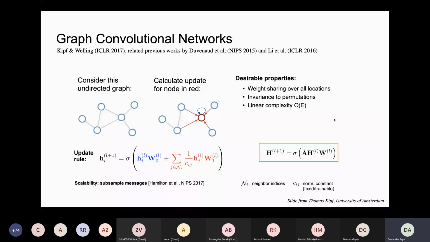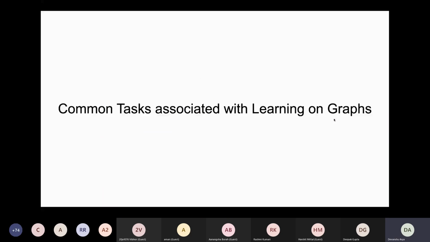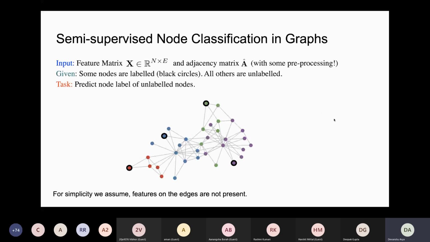But how to train such a network, why training such a network is important, and what kind of tasks we can do is something that is of more interest, that I'll talk about. The first task that is performed in graphs is semi-supervised node classification, which I was talking about earlier as well. You have a graph where some of the nodes are unlabeled and some of the nodes are labeled. For example, in this one, the black circles are labeled and all others are unlabeled. And the task is to predict the node label of unlabeled nodes.